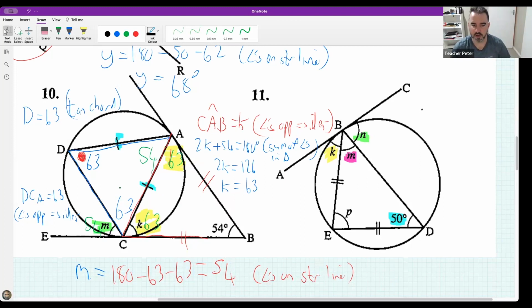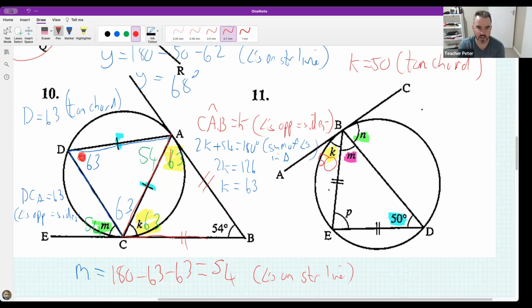Okay, let's try and do number 11. So I'll just wait for the answers. No problem, Ronnie. I see that you've got it. So for number 11, K would in fact be 50. So you're correct. So K is 50 by the tan chord. So this one is 50.